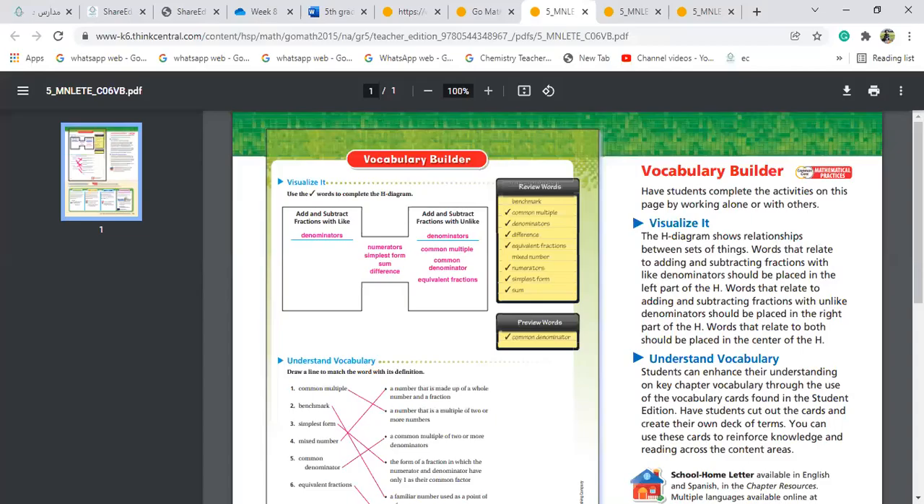You have vocabulary builder at page 350. Okay, let me share the screen. Yalla, girls. Can you see something on the screen?